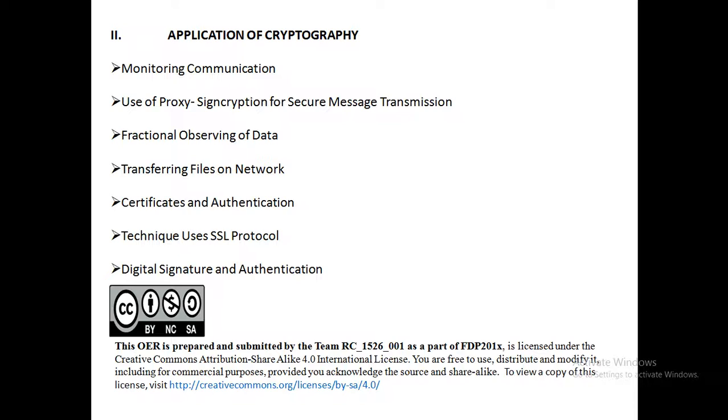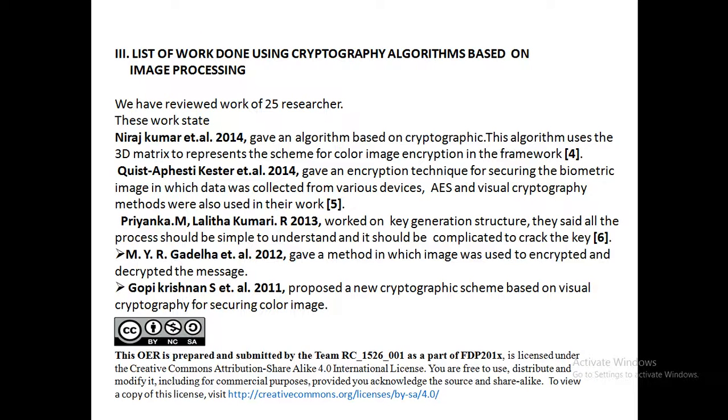Next is digital signature and authentication. There are various techniques through which we provide digital signatures and authentication. For understanding this work, we have reviewed 25 research papers. Among them, Neeraj Kumar gave his review in 2014. According to them, the algorithm is based on cryptography and uses one technique known as 3D matrix representation. This 3D matrix representation is applied in color images.